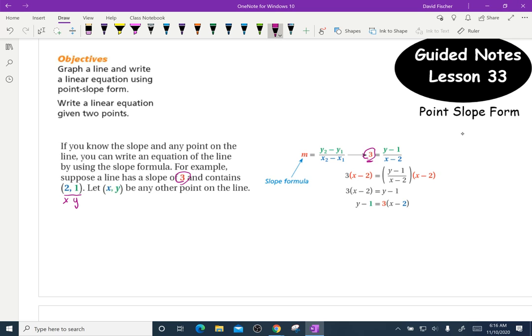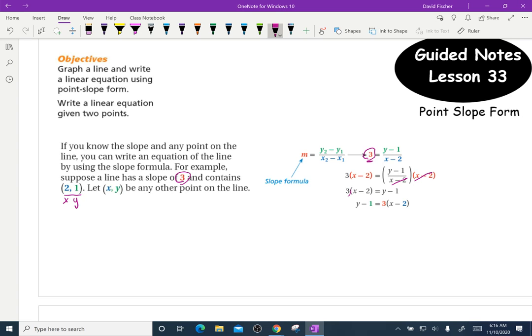Now they said, let's monkey with this equation a little bit. Let's get rid of this in the denominator. And the way we're going to get rid of it from the denominator is we're going to multiply both sides by an x minus 2. Over here, they cancel out. And over here, we have this, 3 times x minus 2. We have a y minus 1 over here.